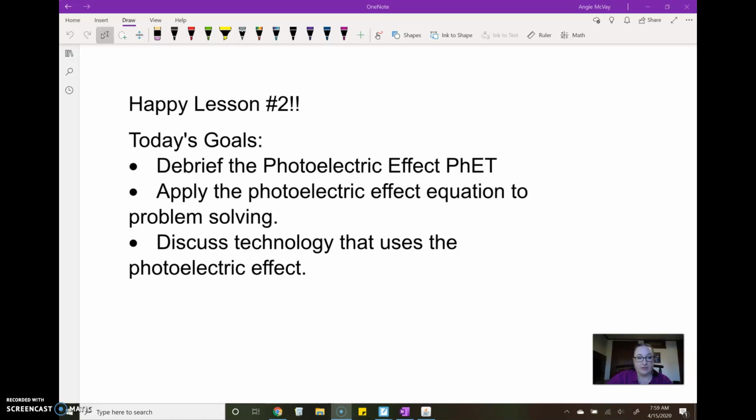All right, so today's goals: we're going to debrief the photoelectric effect PhET. We're going to apply the photoelectric effect equation that comes from the graphs that we made to problem solving, and we're going to discuss technology that uses the photoelectric effect.